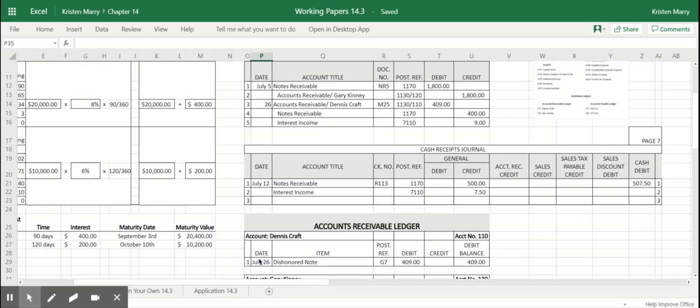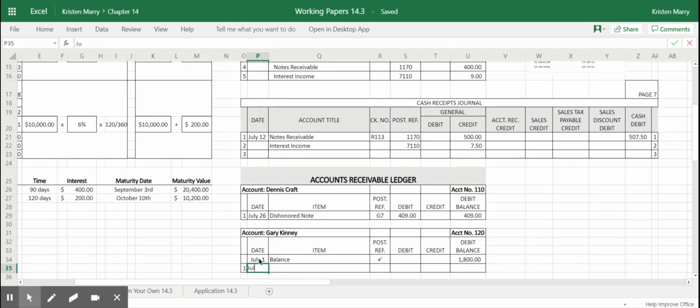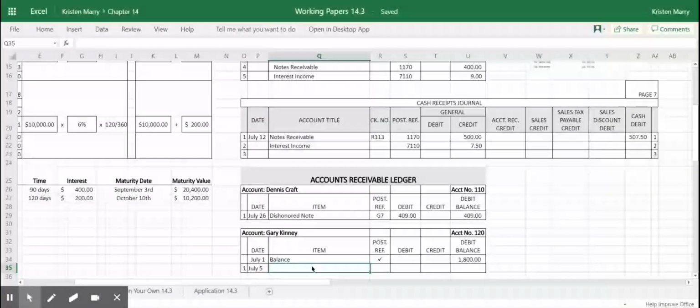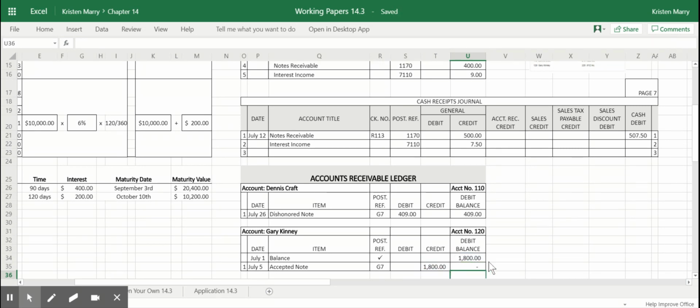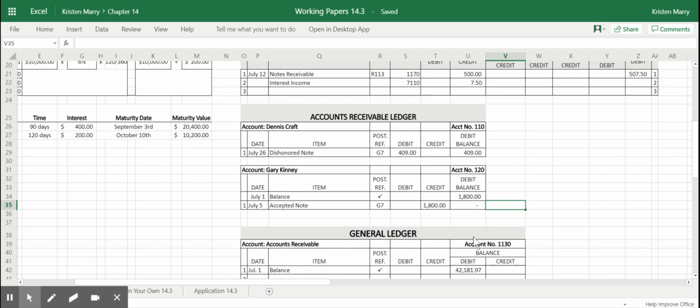Gary Kinney, his transaction was July 5th. And it is for, let's see, we accepted a note. Accepted note. Journal 7. He's being credited $1,800. So his debit balance of $1,800 minus $1,800 that he took a note out for brings his accounts receivable ledger down to 0.